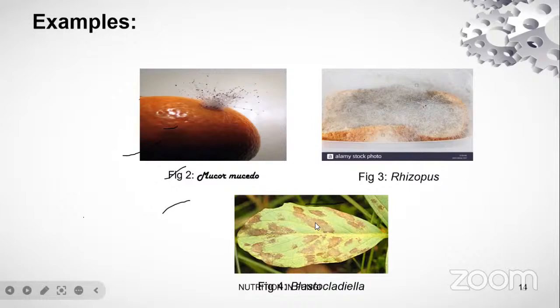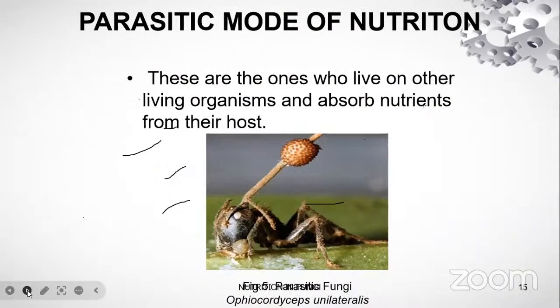Blastocladia grows on the decaying leaf, not on the live one. A decaying leaf is one that has fallen. If it attacks a living leaf, that is called a parasite. These are the saprophytes, you see. And then next is the parasitic mode of nutrition.